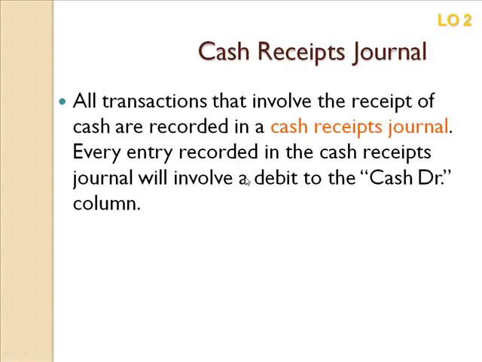Cash receipts journal. This is for all transactions that involve the receipt of cash. They're recorded to the cash receipts journal. Every entry recorded to the cash receipts journal will involve a debit to the cash column. Debiting cash increases it. So, of course, anything that says cash receipts means we're going to be debiting cash.